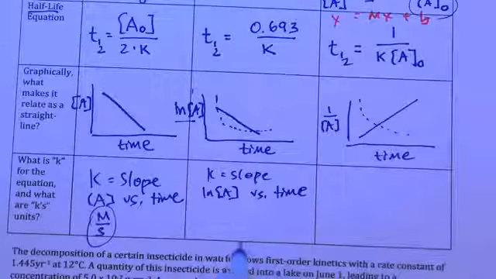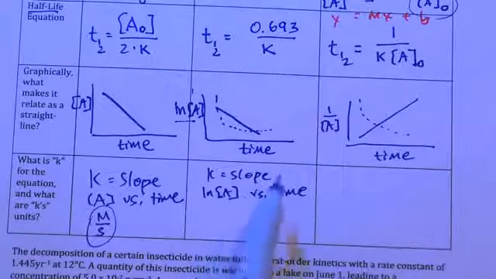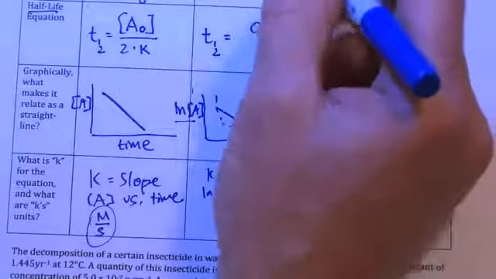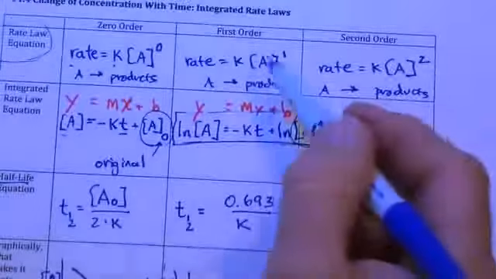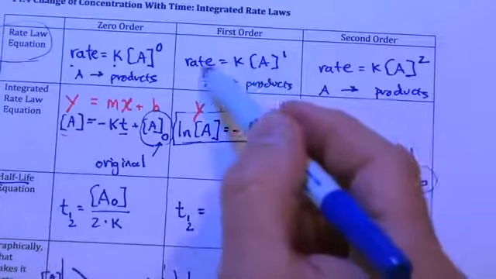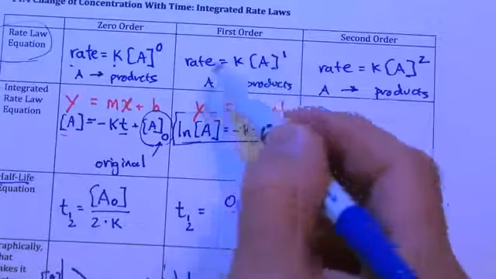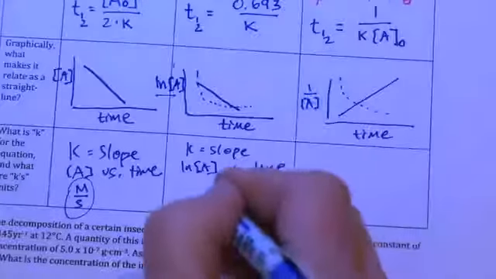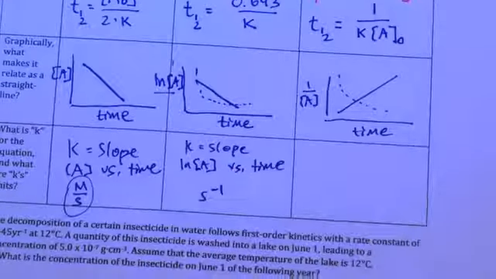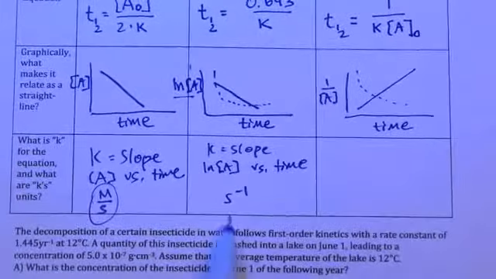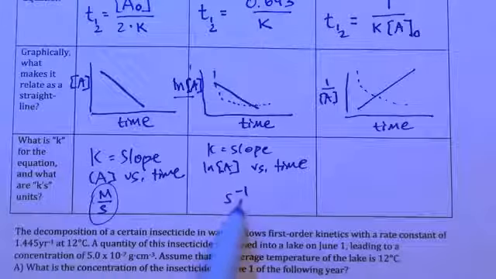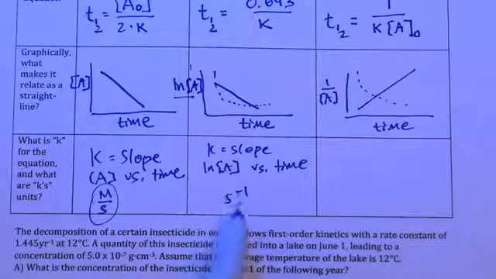And the units for K in this case, if you look at the rate law expression way up here at the top, are going to be rate divided by concentration, and so the molarities would cancel out, and so K's units would be per time or per second. That's another way to tell what kind of rate law something follows, is just by looking at the units of the K.